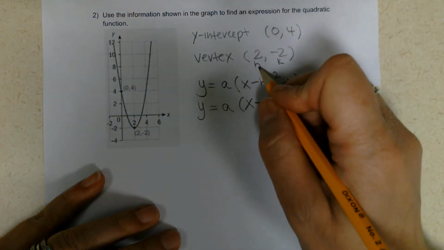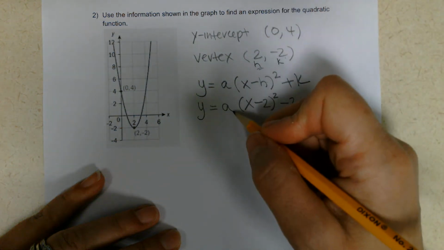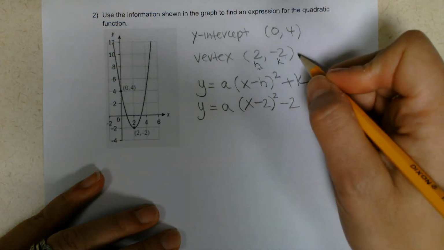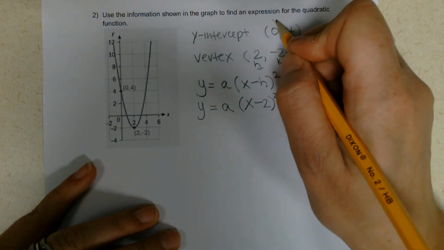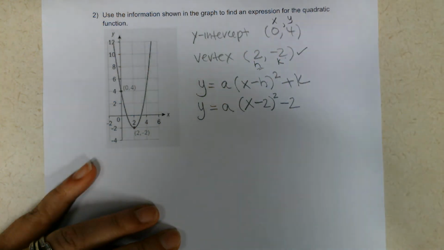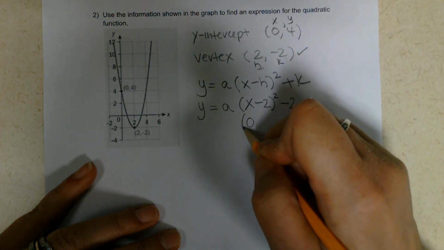So you just have to remember it's the each one that you have to worry about. Okay, we're not done yet. We still need this variable a. We use the vertex. So now we're going to look to the y-intercept. Here we have x and y. And wherever we see an x in here, we're going to put 0.